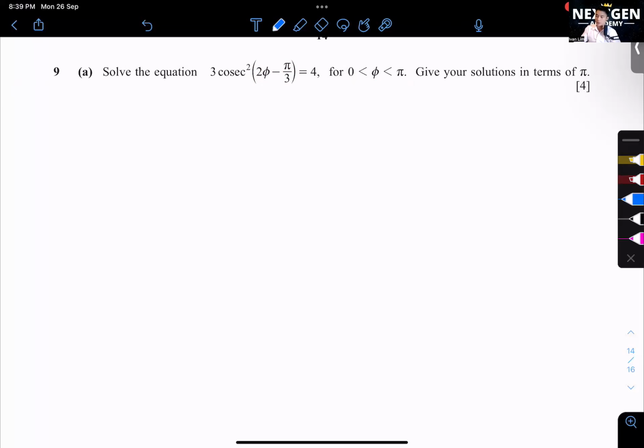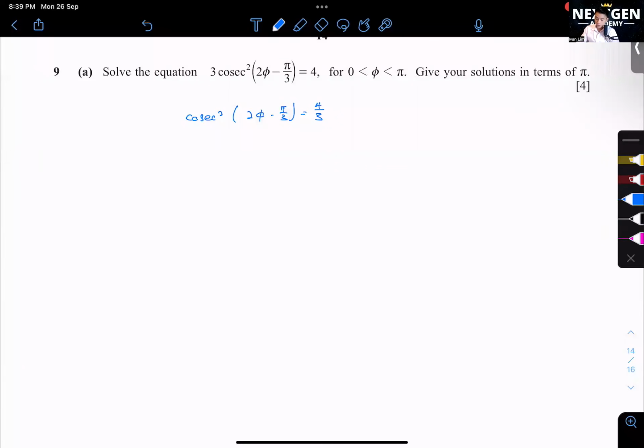Okay, let's see. How do we do this? Cosecant square of 2 phi minus pi over 3 equals 4 over 3. When you don't know how to do it, just show whatever steps you know. You can at least get some marks.